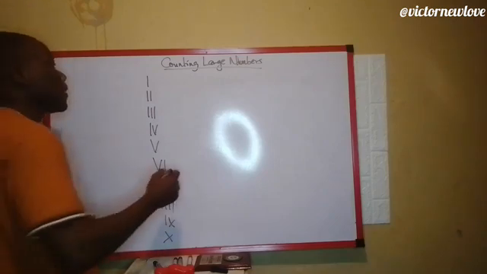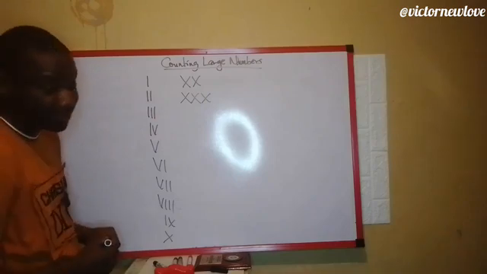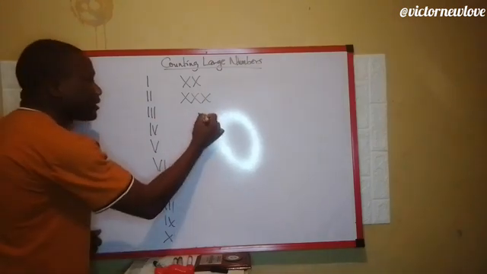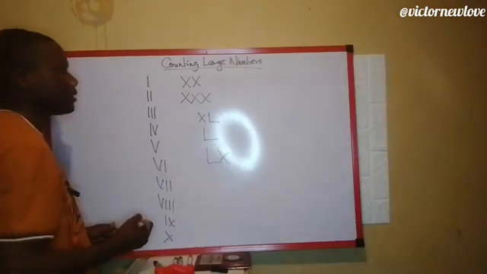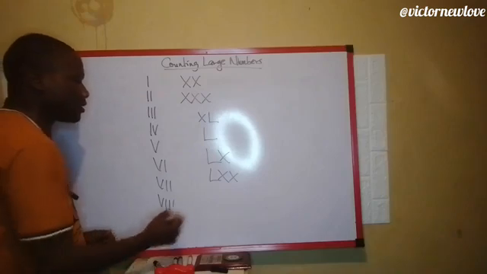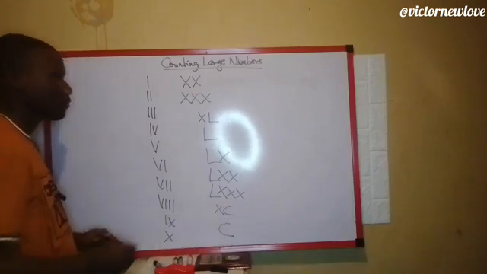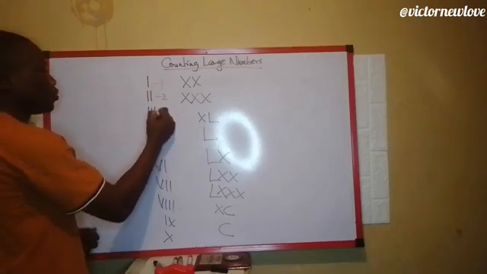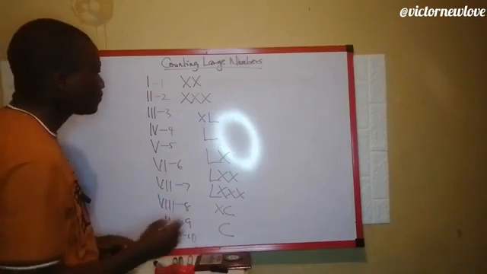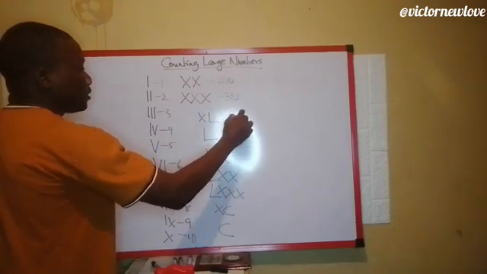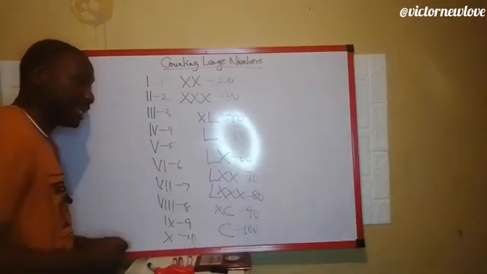We can also go to 20 XX, 30 XXX, right? 40 we have XL, 50 L, 60 LX, 70 LXX, 80 LXXX, 90 XC, 100 C. So we start with the first one, which is 1 to 10, then 20, 30, 40, 50, 60, 70, 80, 90, 100. Now that's the first step.